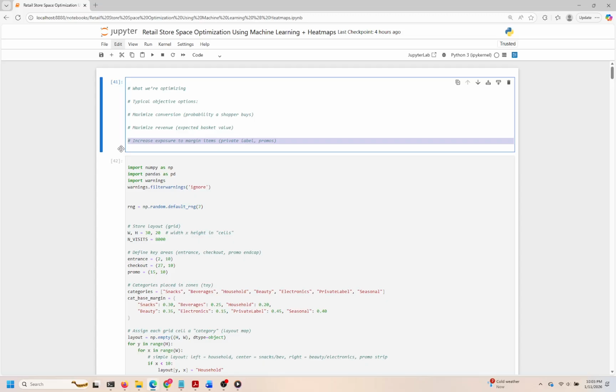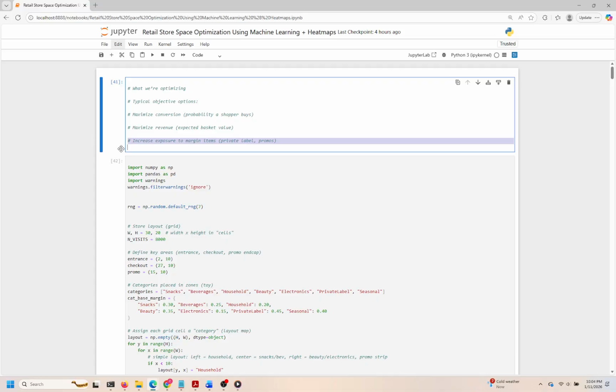rather than forced. In the next cell, we will likely explore specific strategies or metrics that help us quantify these objectives, allowing us to make data-driven decisions that align closely with our goals for improving retail performance. This will build on our foundation of understanding what we're aiming to optimize.